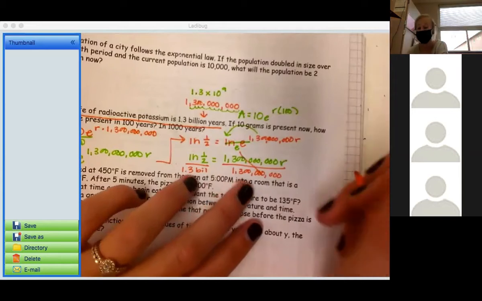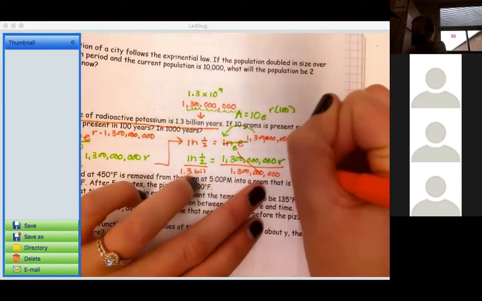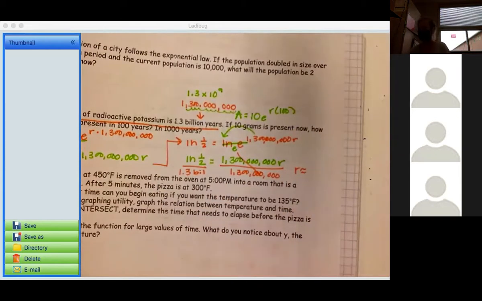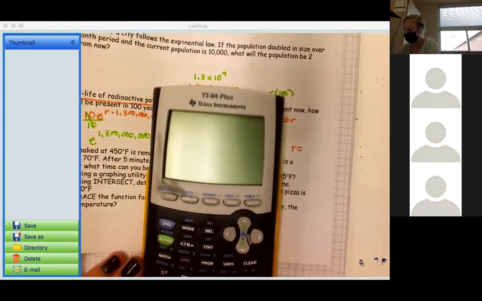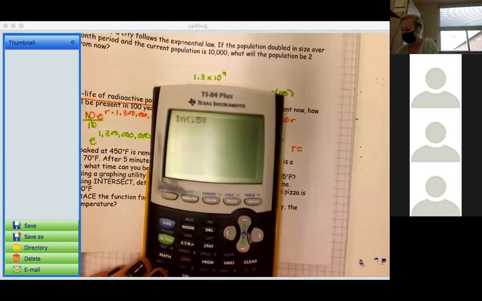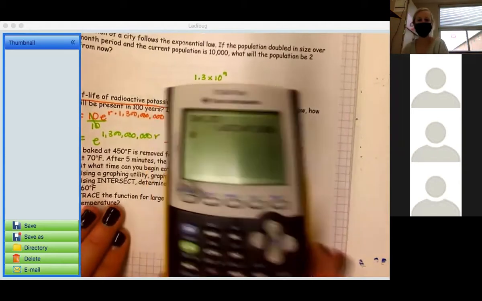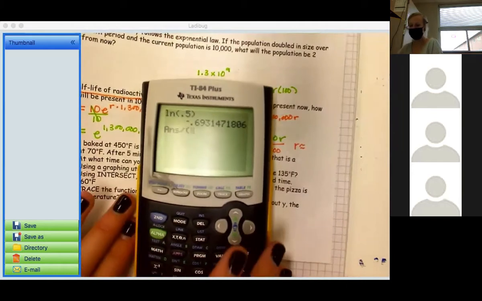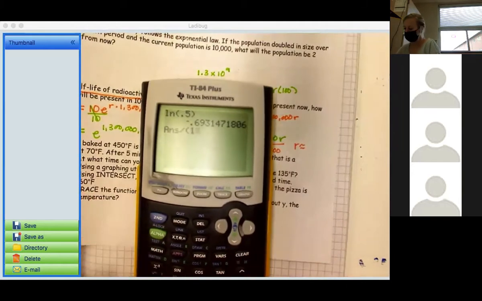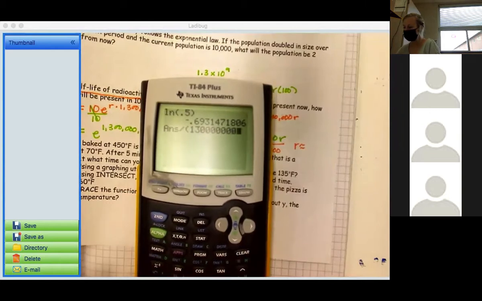We're finding the rate. That's why these tend to be a little tricky, because a lot of times you have to find the rate. So for the rate, I'm going to type this in with you guys. If you're using Desmos at home, that's fine too. Natural log of 0.5, and I'm old fashioned, so I like to go ahead and hit enter because I don't like to use a lot of parentheses. Divided by 1,300,000,000, thousands, hundreds, tens, ones.